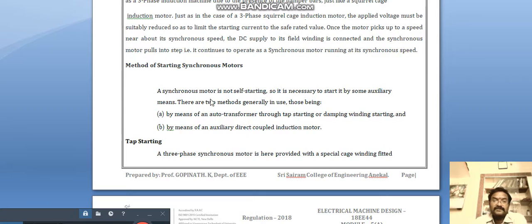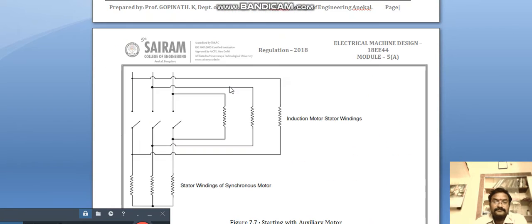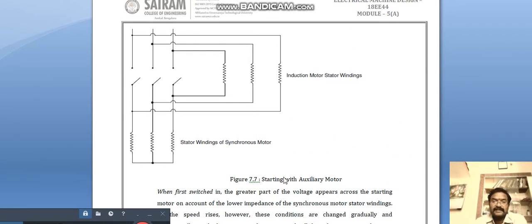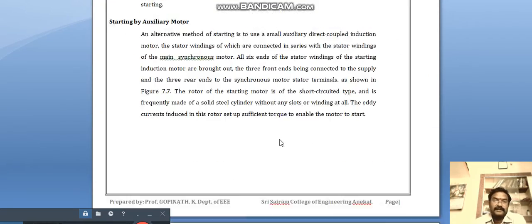Another method of starting a synchronous motor is by means of the auto transformer tapping method. The auxiliary motor is the one I mentioned earlier. The auxiliary motor is nothing but a pony motor, which will be connected separately with the synchronous motor. Whenever the rotor reaches its maximum speed, the auxiliary motor will be disconnected and the synchronous motor will rotate.